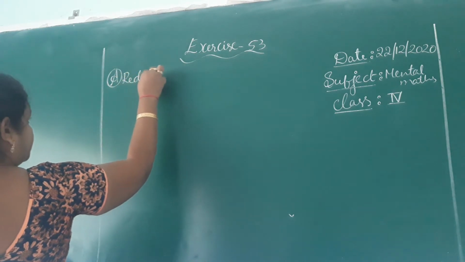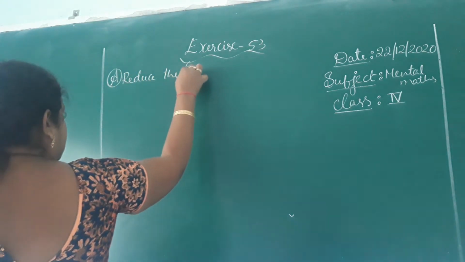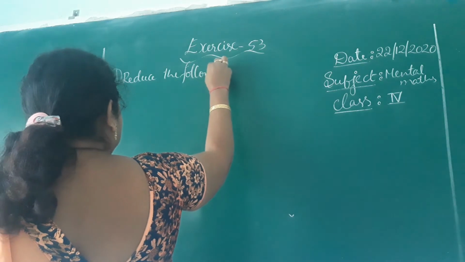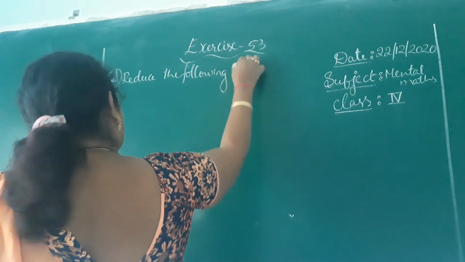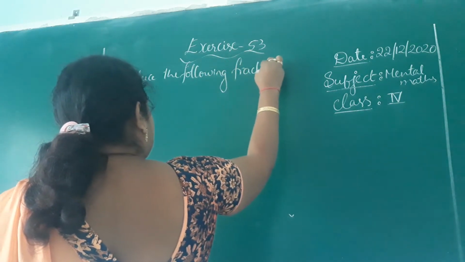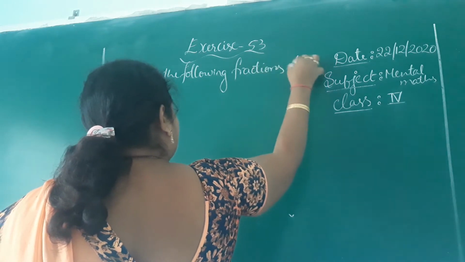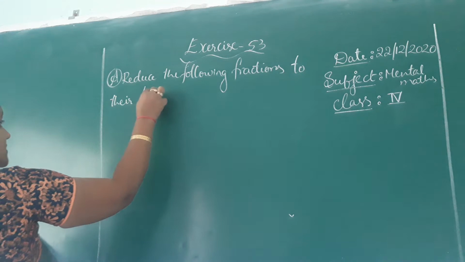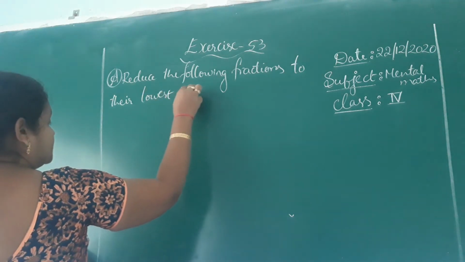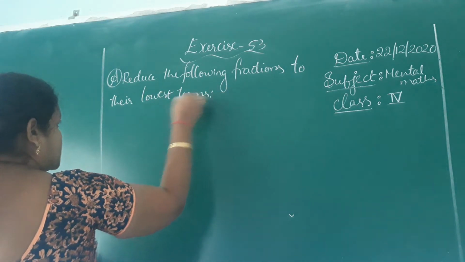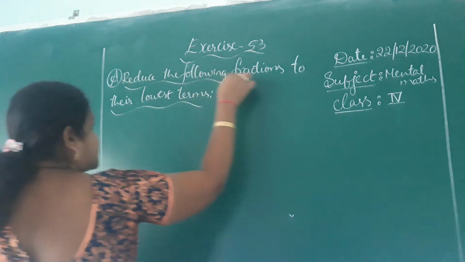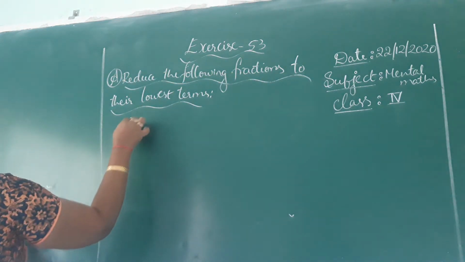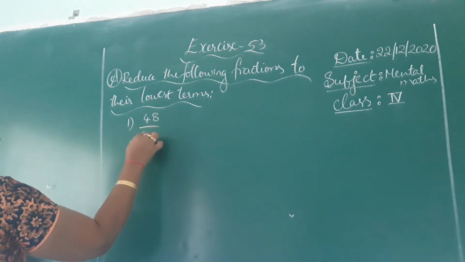Reduce the following fractions to their lowest terms. Okay, see the first one, 48 divided by 80.